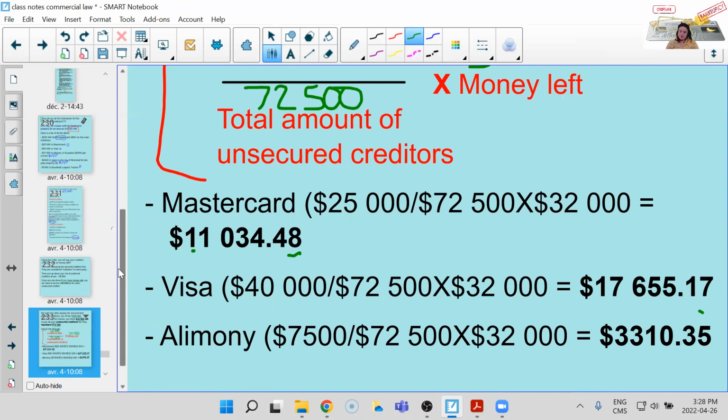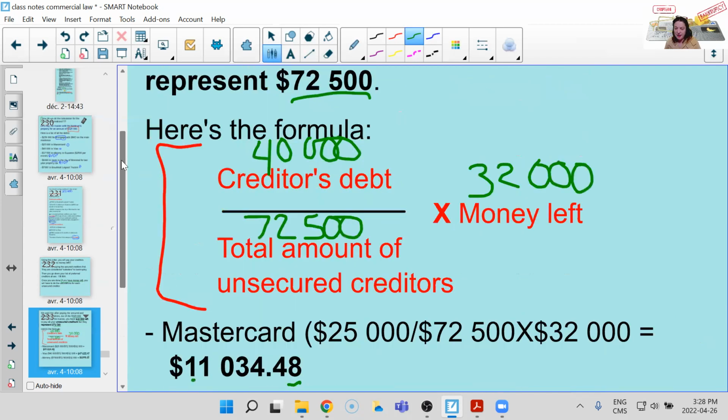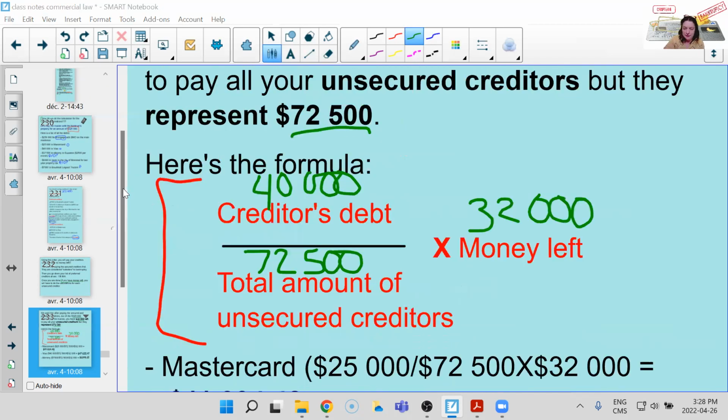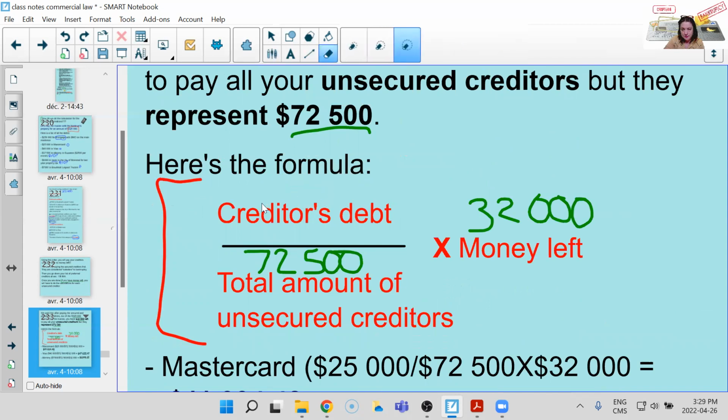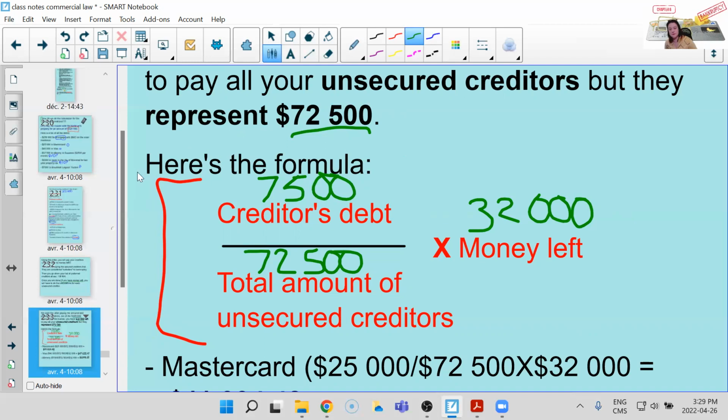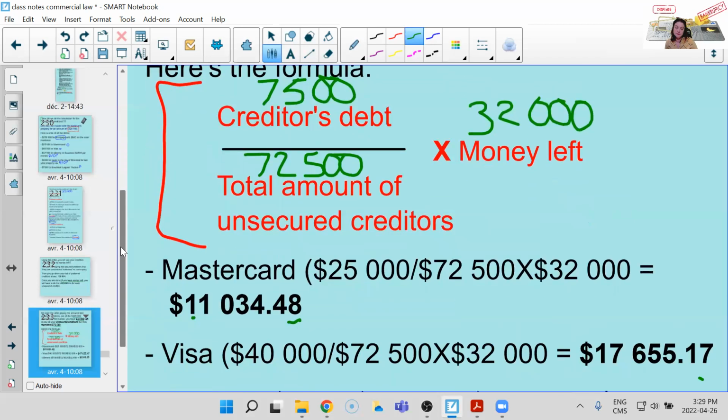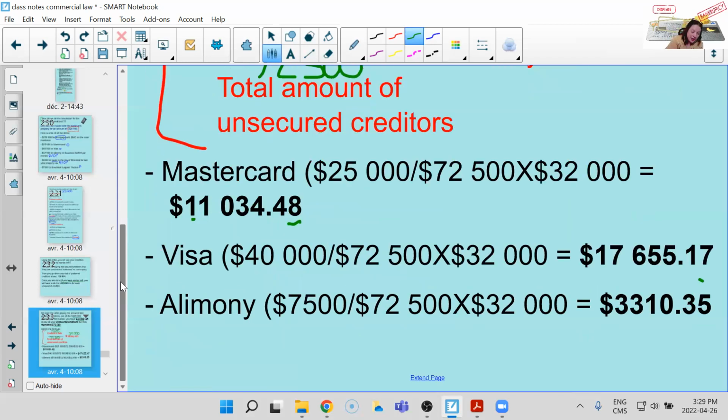Then alimony, 7,500, which was the excess. So 7,500. And you do again the calculation. It'll give you $3,310.35.